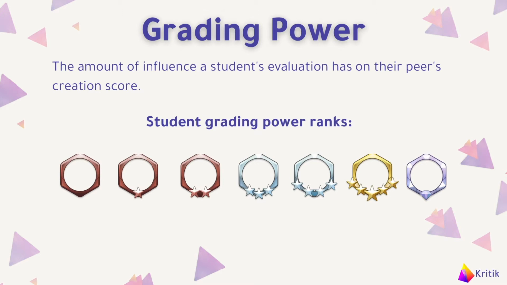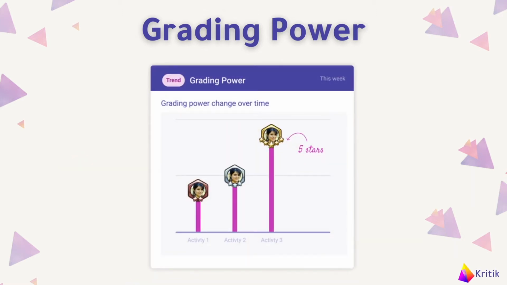If a student has a lower grading power, their evaluation has less of an impact on their peers' creation grade, compared to a student evaluator with a higher grading power. Students gain or lose grading power based on how closely their evaluations match the final creation score of the peer they are evaluating. To ensure students are grading accurately and as close to the instructor's grading, we use a calibration activity to adjust grading power accordingly.